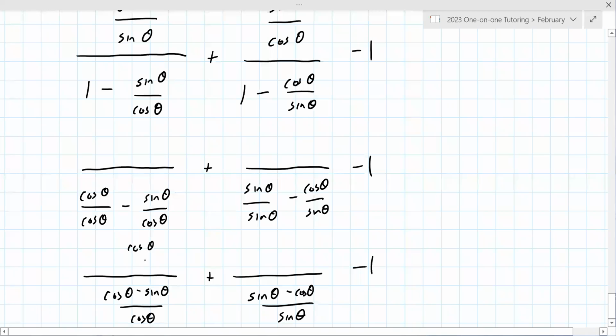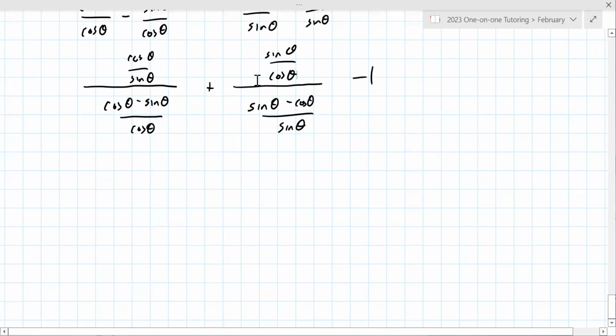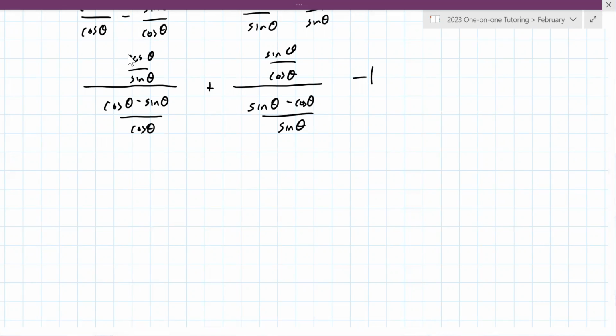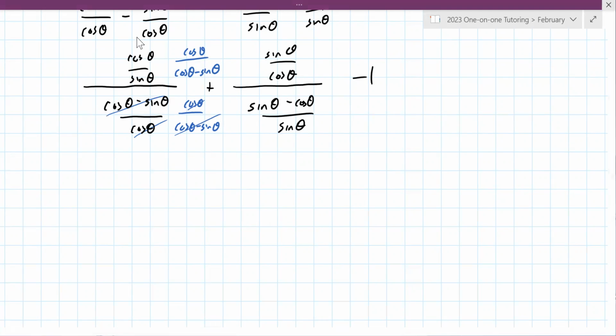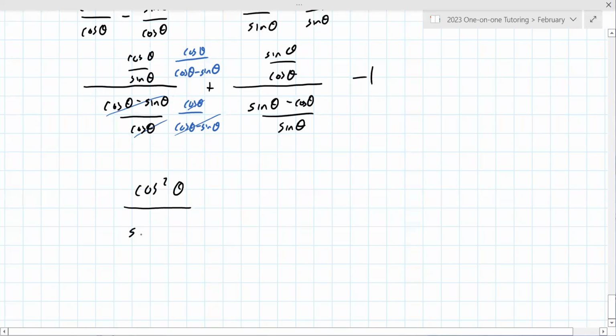Cosine theta over sine theta over cosine theta. What I'm trying to show you here, and there's a lot of stuff here, is that when you multiply by the reciprocal, cosine theta over cosine theta minus sine theta, you can see that everything on the bottom cancels, and the thing that was in the bottom goes to the numerator. So you end up getting cosine squared theta over sine theta times cosine theta minus sine theta. And then the same thing over here on the right, with sine theta minus cosine theta.